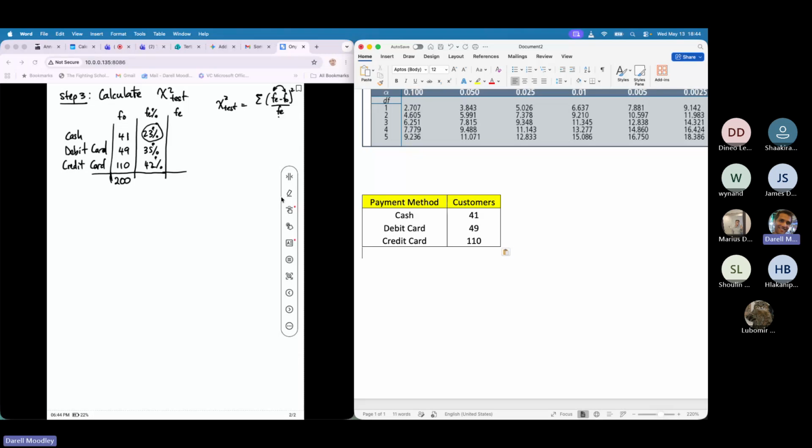Give it a bash. I need you to try it out because you're going to have to do this in your exam. Okay, so given that bit of information, you knew 23% are expected to pay by cash, and you have 200 customers.